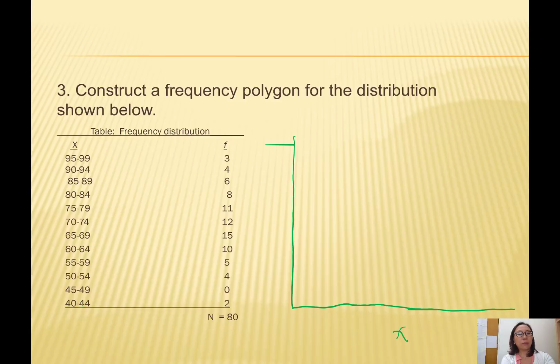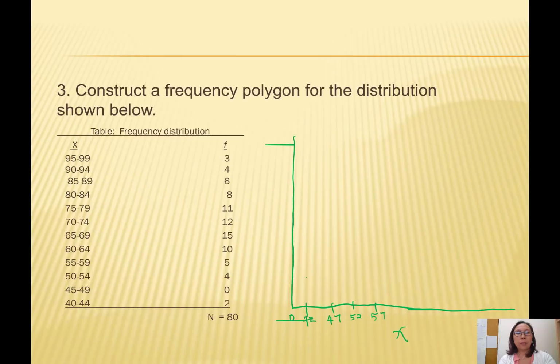So between 40 and 44, the number in the middle is 42. With this being 0, let's go with 42 here. The next middle number is between 45 and 49, and that's 47. The one above that, the middle number is 52. The one above that is 57, and so forth. So you see a pattern: these numbers are skipping by 5 points, because the interval size is 5.